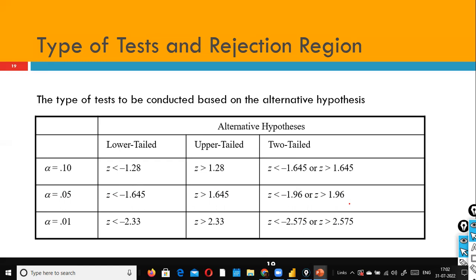So we have something called alpha values. The alpha is the level of significance. Okay, and 0.05 is the one generally used.